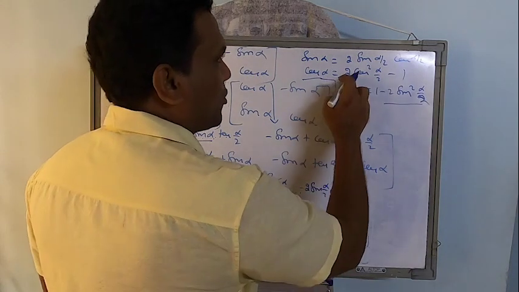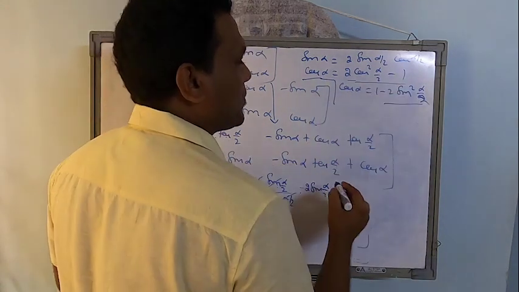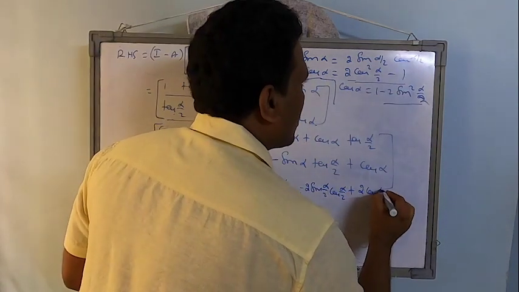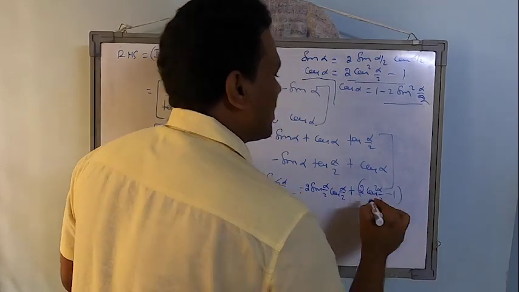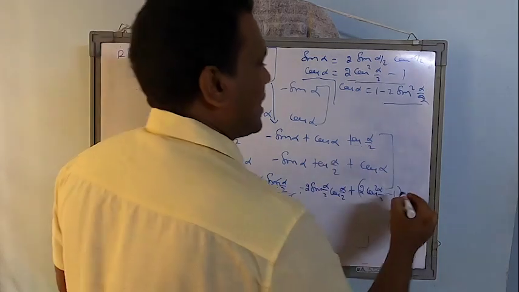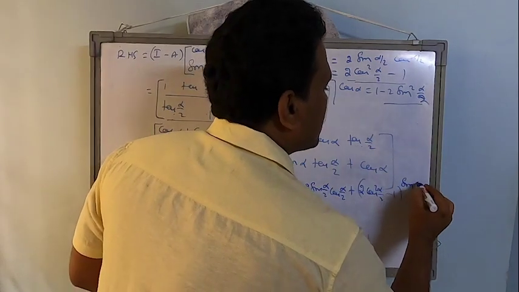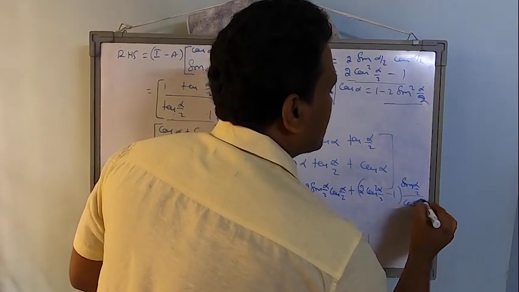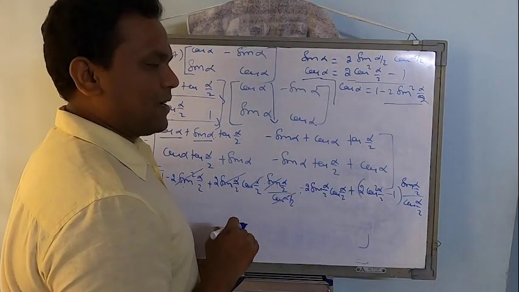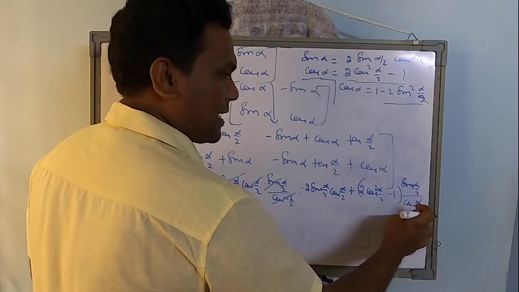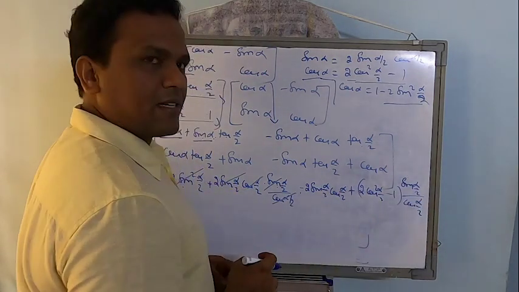For cos alpha, I am going to use the one which is given here. So what is given to us? 2 cos square alpha by 2 minus 1, multiplied by tan alpha by 2. Tan alpha by 2 is what? Sin alpha by 2 by cos alpha by 2. You multiply this inside and simplify. So first this has to be multiplied inside and then simplification has to be done.